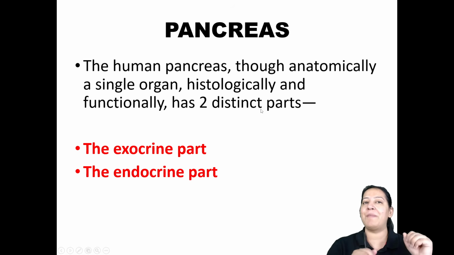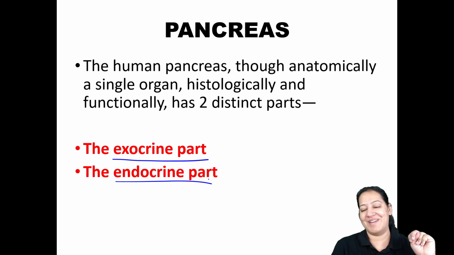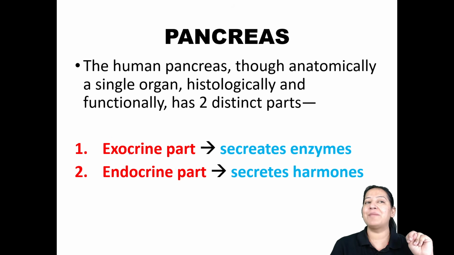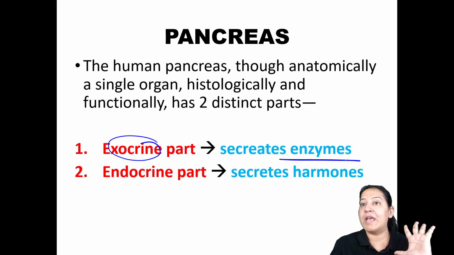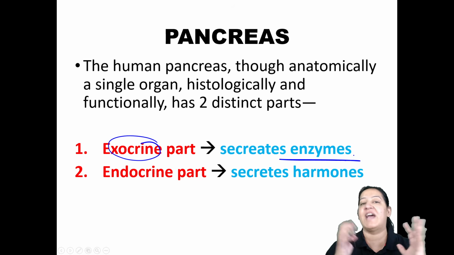What is the dual function of the pancreas? The pancreas has two parts. One is the exocrine part, one is the endocrine part. What do you mean by exocrine part and endocrine part? The exocrine portion of the pancreas secretes enzymes, and these enzymes are useful in digestion, right?